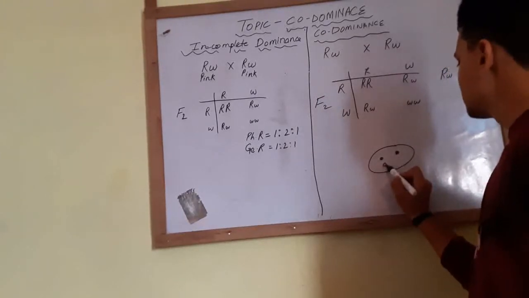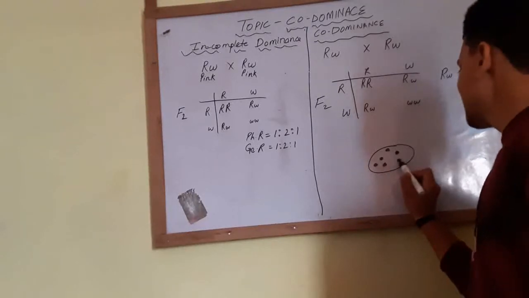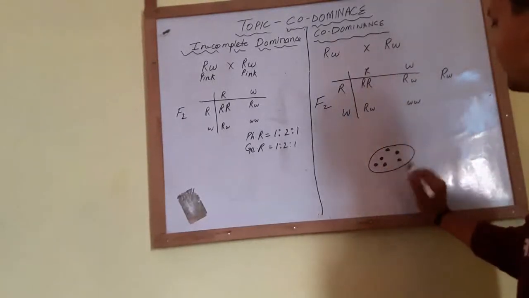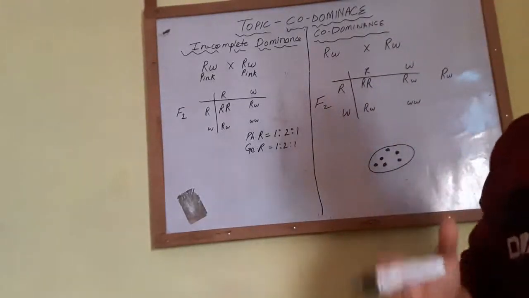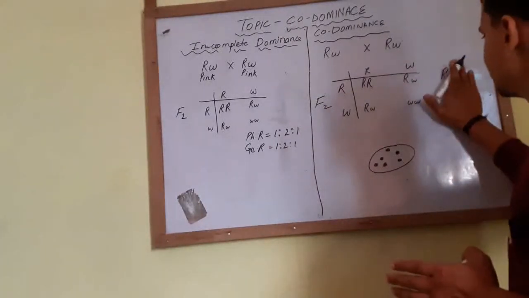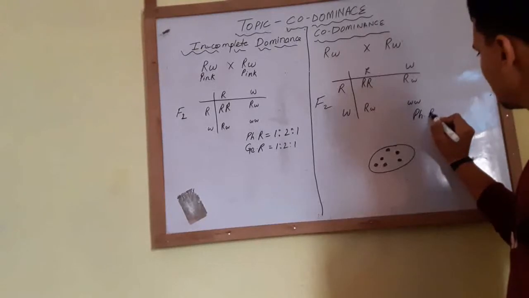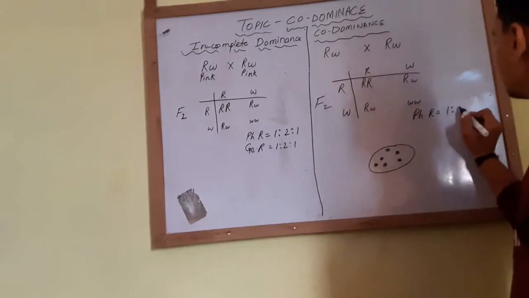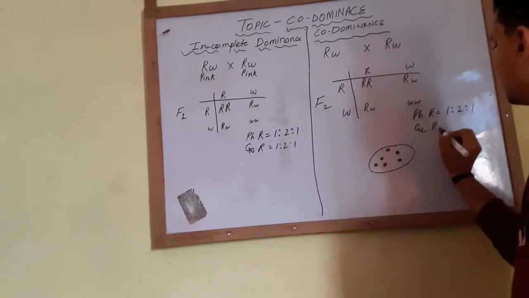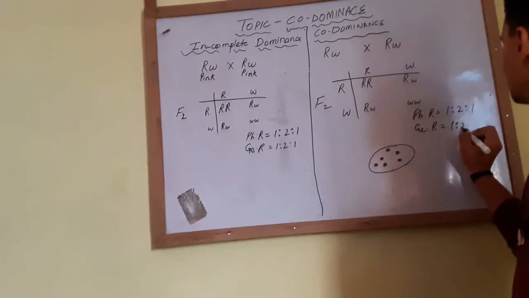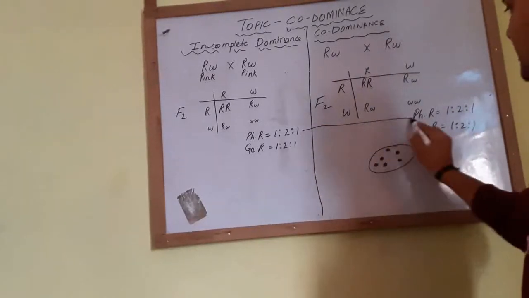Look, so a white coat upon which red dots are being found. This type of character will be found in this type of organism. Now when we talk about its genotype and phenotype ratio, the phenotype ratio will again be 1:2:1, and the genotype ratio will again be 1:2:1. That is equal, right? Equal.